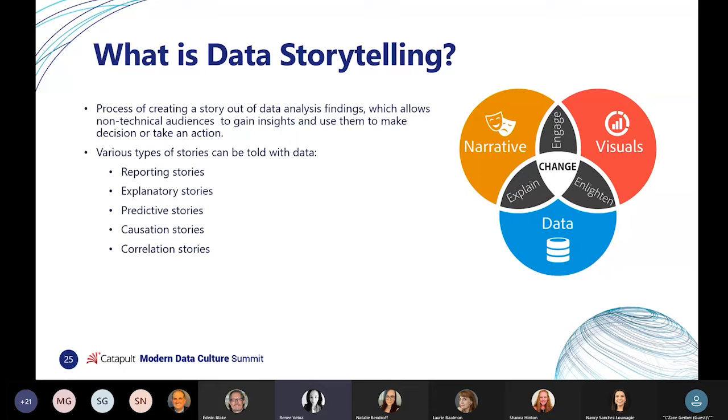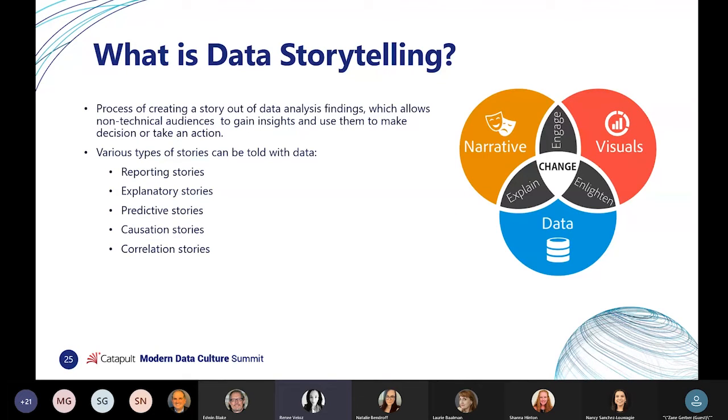So as you know, what is data storytelling? First off, as on the slide, it's the process of creating a story out of data analysis findings, which allows non-technical audiences or business people, anyone really, to gain insight and use them to make decisions or take actions. So as more organizations are using big data, data storytelling has become more important.